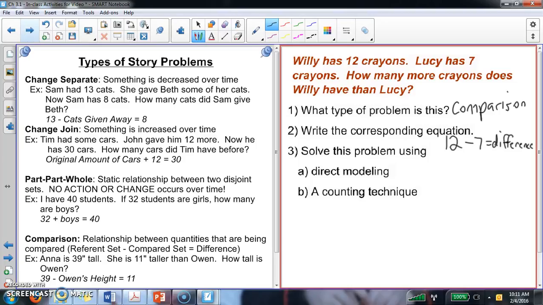Now if I was solving this problem with direct modeling, what you'll see students do often is lay down 12 blocks, pull 7 away, and see, oh, there's 5 blocks left. That would be your direct modeling. A counting technique would be to start at 12 and then count down: 11, 10, 9, 8, 7, and see that it took 5, you used your fingers 5 times to get to 7.